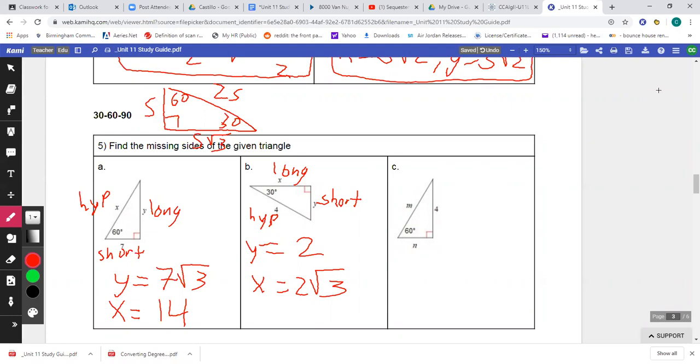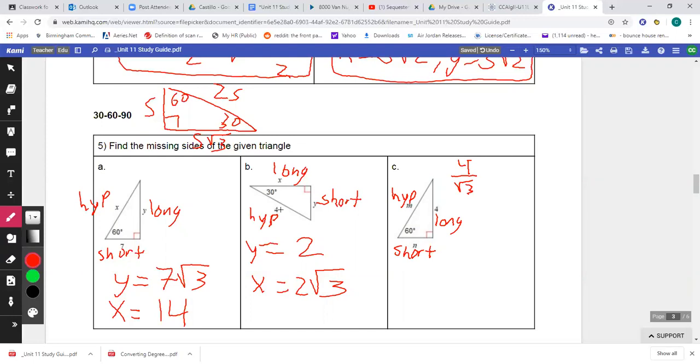Okay. Now letter C is the one that you have to do a little more work. So if they give you the long side, now you actually have to do some work. So you know how the usual thing is for the short side to get to the long, you multiply by √3. So now if you're going backwards, long to short, you have to divide by radical 3. So this would be 4, and you divide it by radical 3.